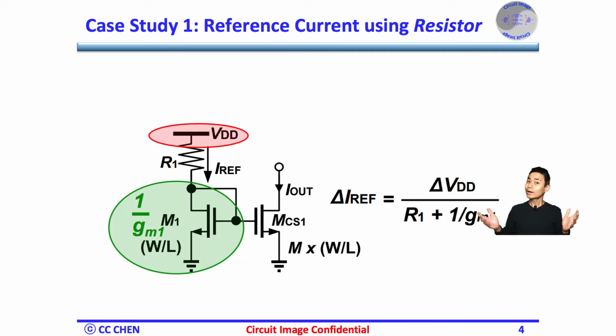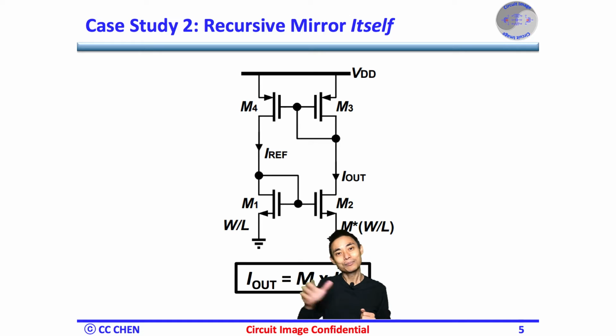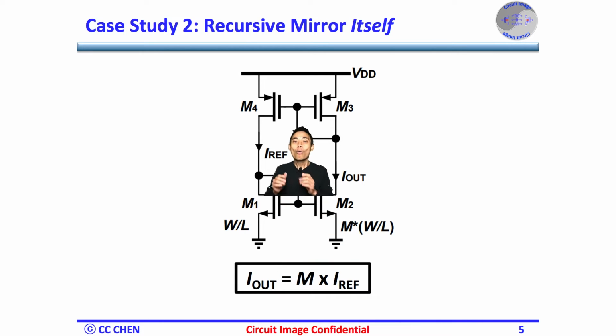So, what can we do? Think about a recursive image for 5 seconds. Bingo! Our recursive mirror idea is to assume one reference IREF to mirror and bias another branch IR, and another branch IR could be a reference to mirror and bias back to the original branch IREF.